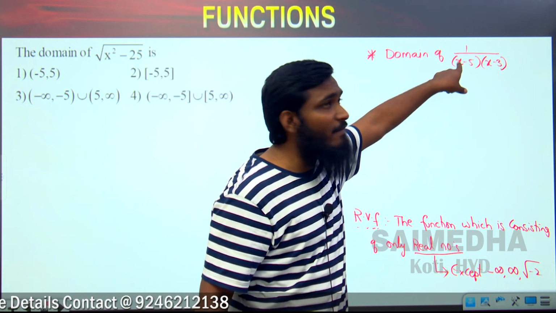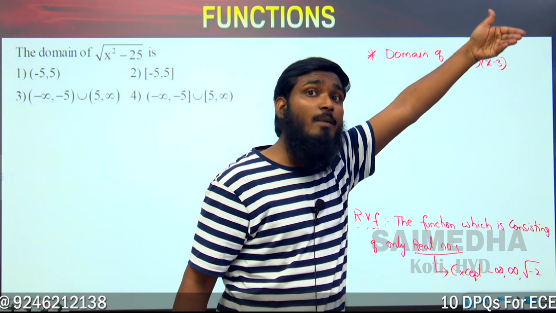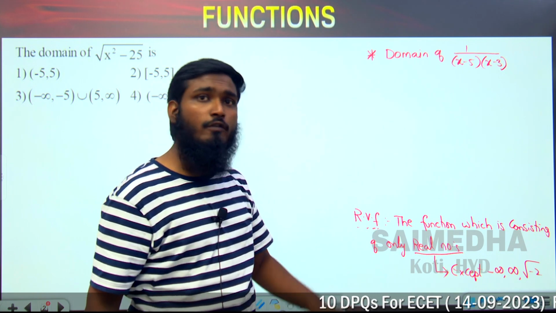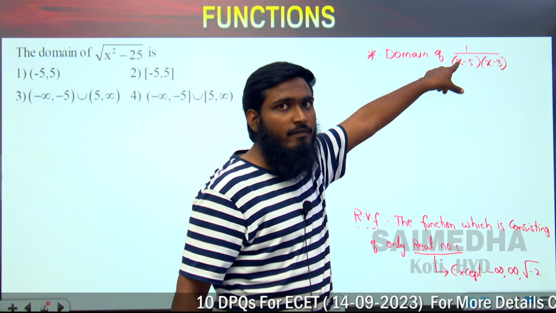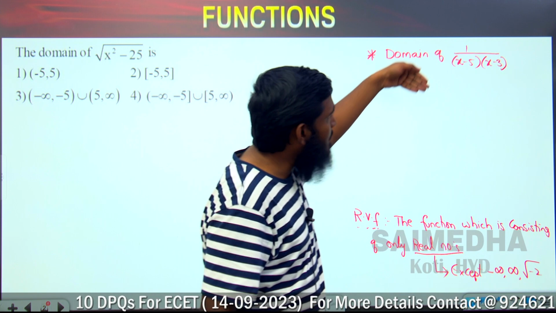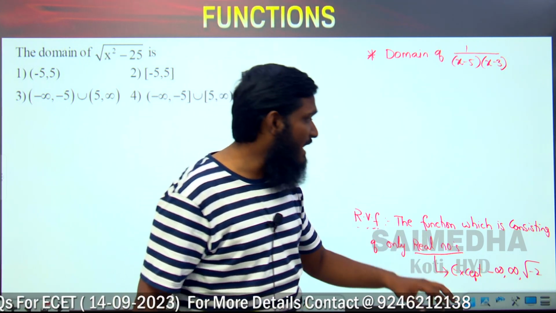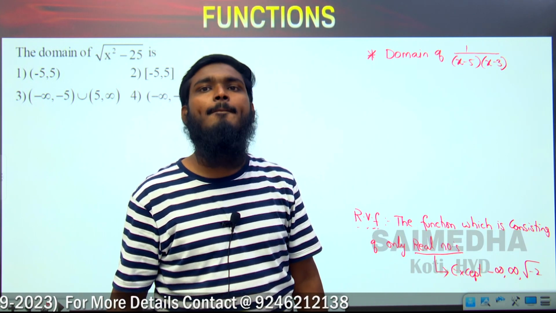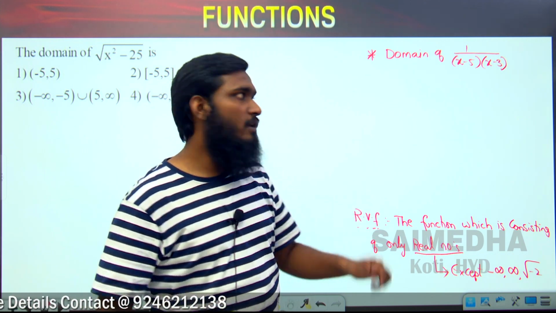Whatever x value we take, after substituting it we get some output value. That output should be a real number. If it is a real number, then that x value we have taken becomes part of the domain. Understood now? Suppose after substituting some x value you get minus infinity or plus infinity, or it becomes an imaginary number, then we can't take that x value; we have to leave it. Understood now?